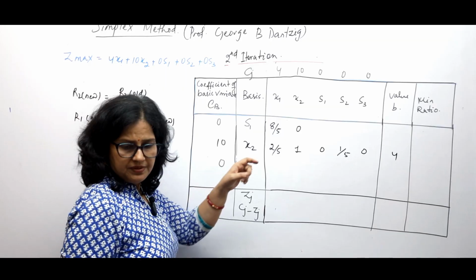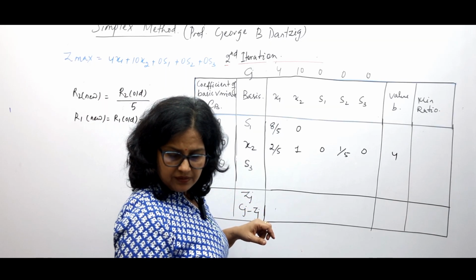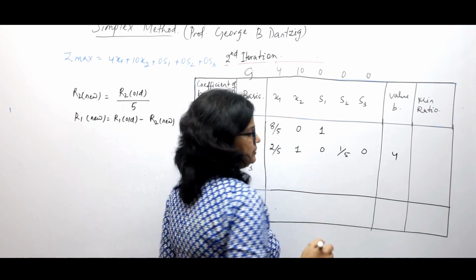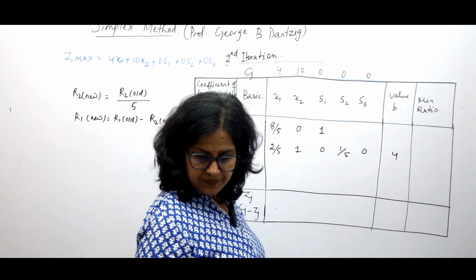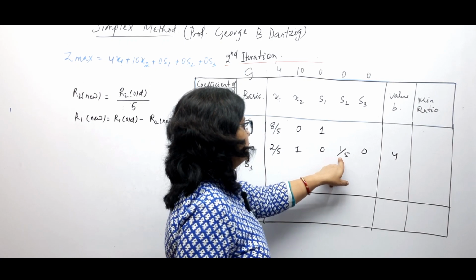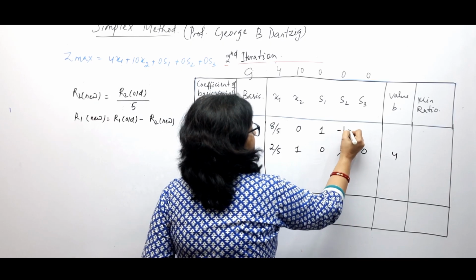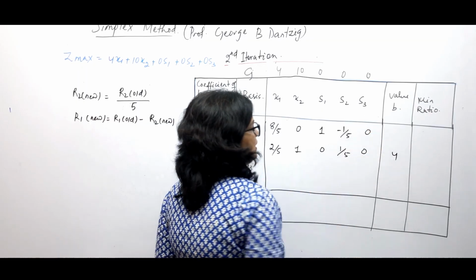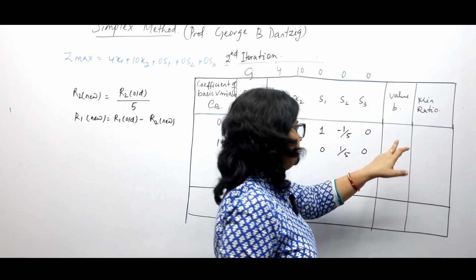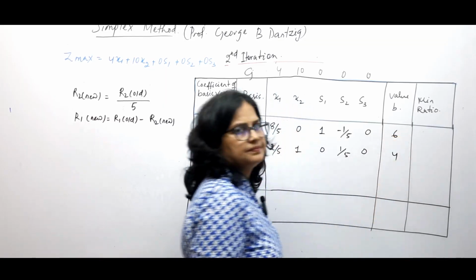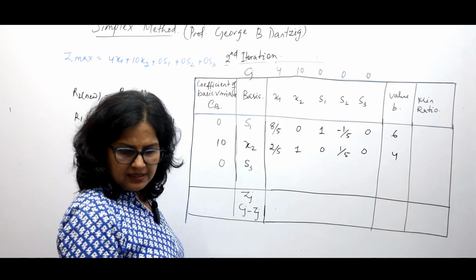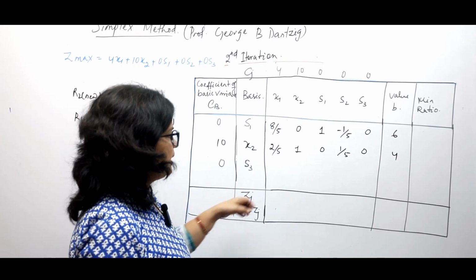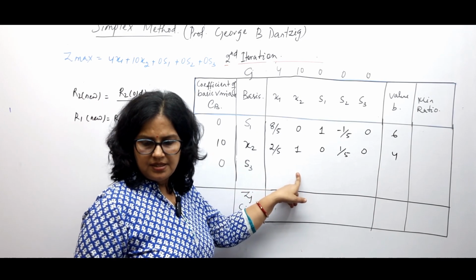Then same thing, in the previous table, you see what we are having. We are having 1 here. 1 minus 0 will get 1 here. Then we are having 0. 0 minus 1 by 5, that is minus 1 by 5. Then we are having 0. 0 minus 0, 0. Here we are having in our previous table 10. 10 minus 4, that is 6. Right? The same thing will apply for this row to make it 0.